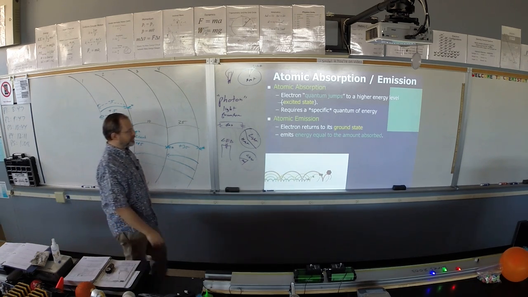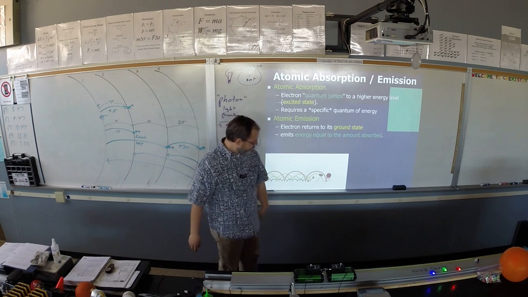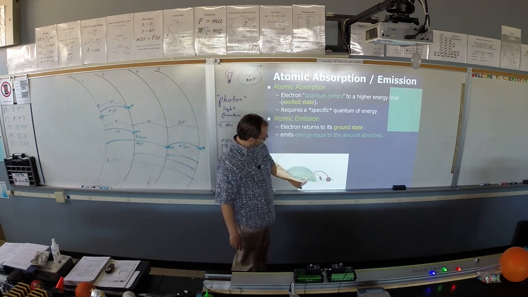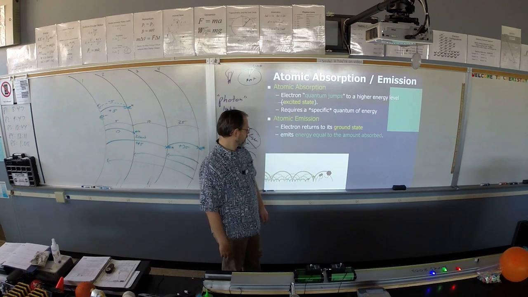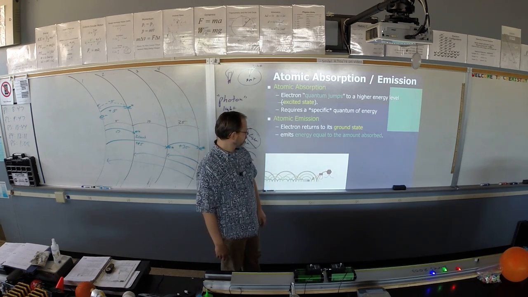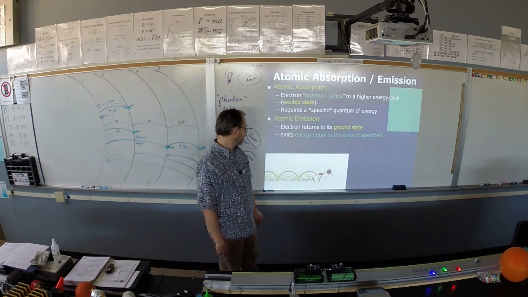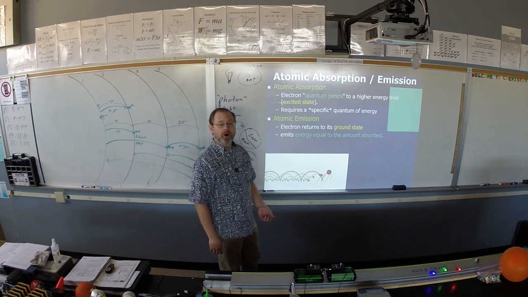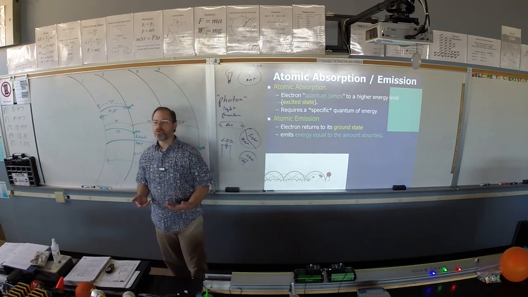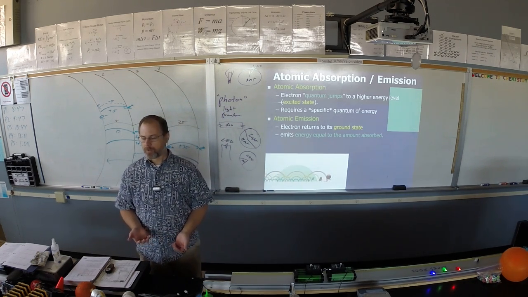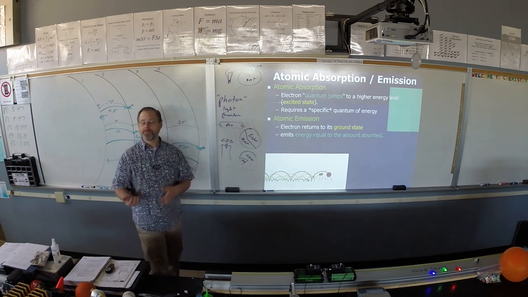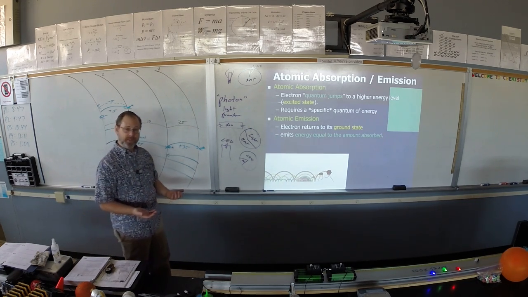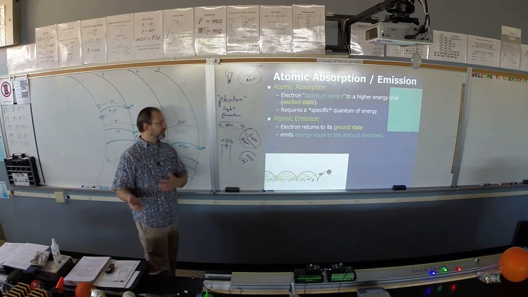I love this animation I stole off the internet, because it's got a little blue guy and a little green guy and an orange guy and a red guy. They make rainbows. Well, what they're representing are different photons of energy. Photons of different color or frequency carry different amounts of energy.